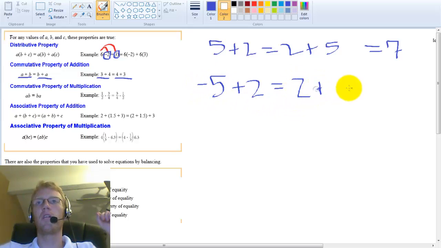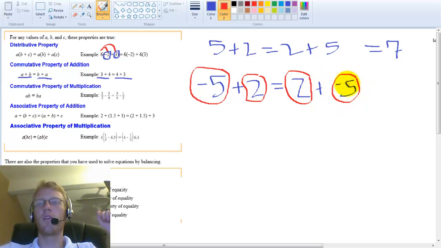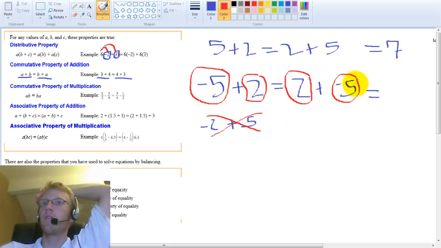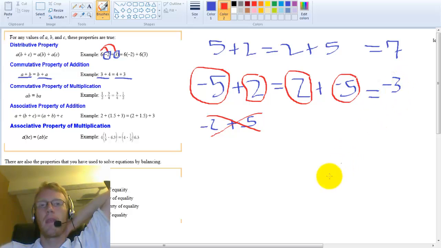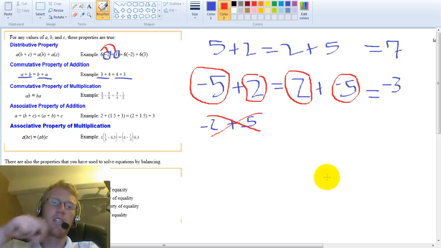So this is the same as 2 plus negative 5. So you see this negative 5 is one thing, and this 2 is one thing. So if you change the order, the negative has to go with it. It's not the same as keeping the negative there and saying negative 2 plus 5. Okay, that is different. Both of these are what? Negative 5 plus 2 is negative 3. So when you're adding and you change the order or group them, the negative sign has to go with whatever number it is.